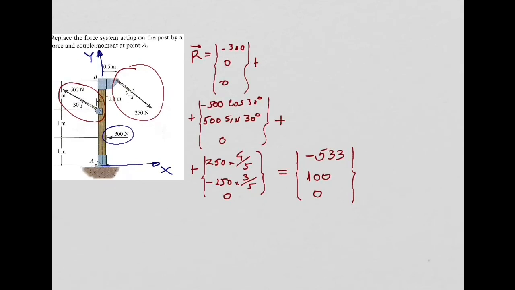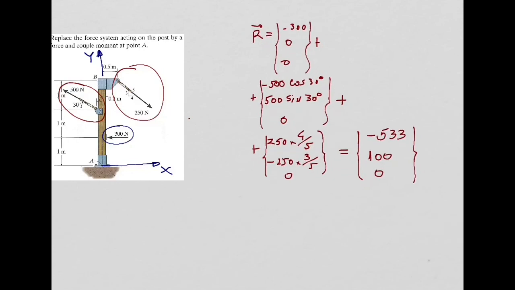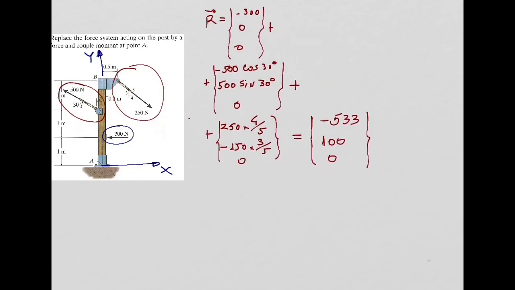Now, for the moments, we will have basically to calculate the moments about point A. Okay, we will, of course, need to construct this couple. So let's do the couple one time and then we will do it in a quicker way. So let's start with this one first, this 300 newtons. So let's build a couple for this 300 newtons.